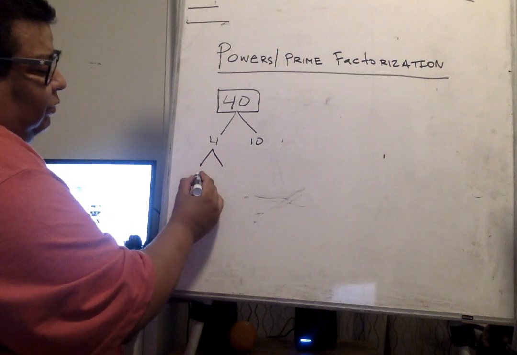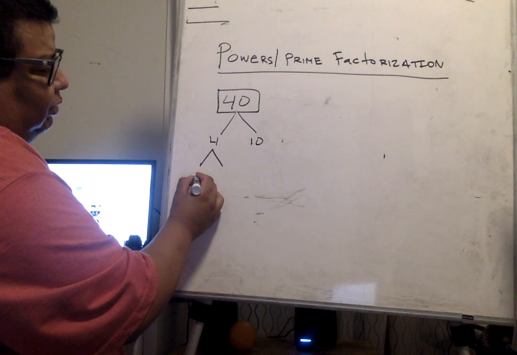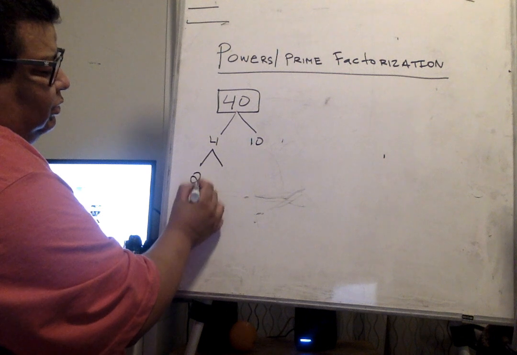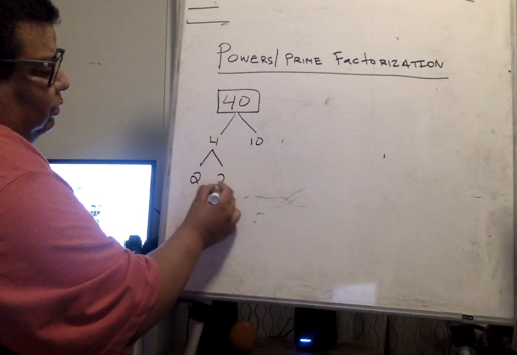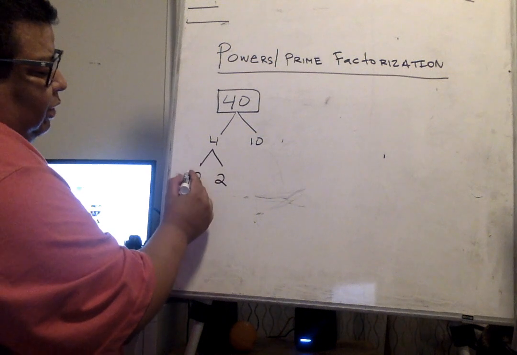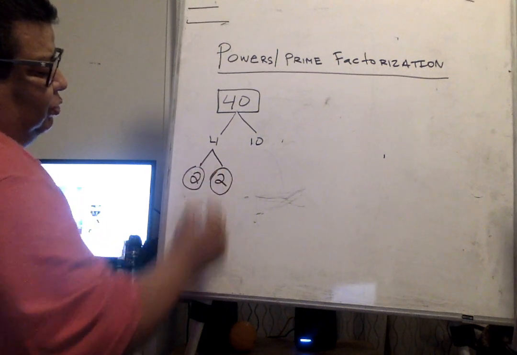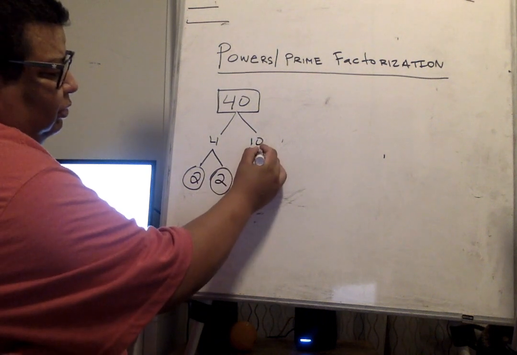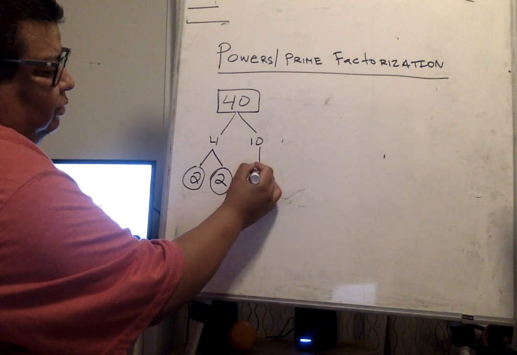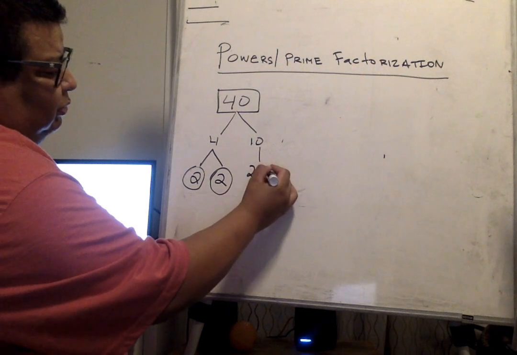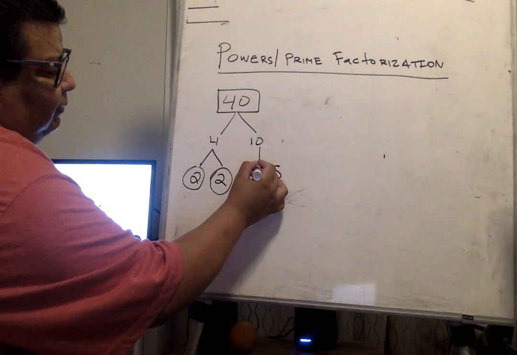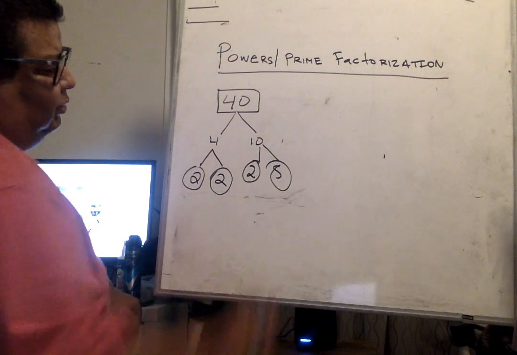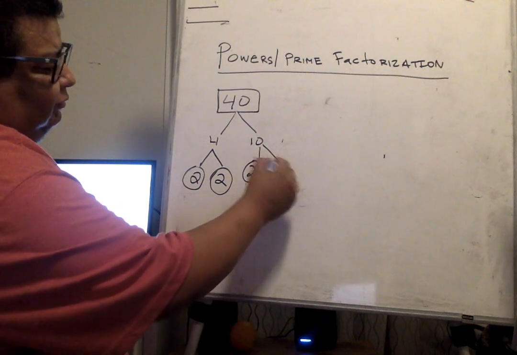Now 4, you need to find two numbers that multiply together gives you 4. So basically we're trying to find all the prime numbers, all the prime factorization numbers. For example, 4 is split up into 2 and 2 because 2 times 2 is 4. And notice this one, you circle it because those are primes. You cannot go any further than that. So here 10, you can do 2 and 5, and then you circle 2 and you circle 5 because you cannot go any farther than 5.